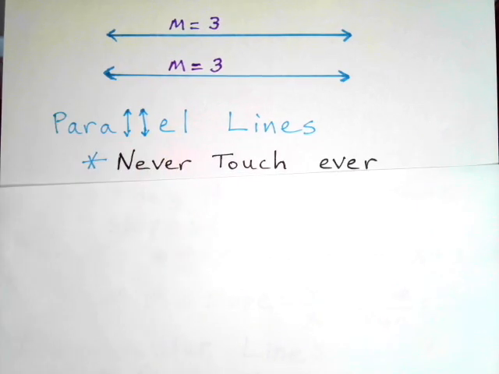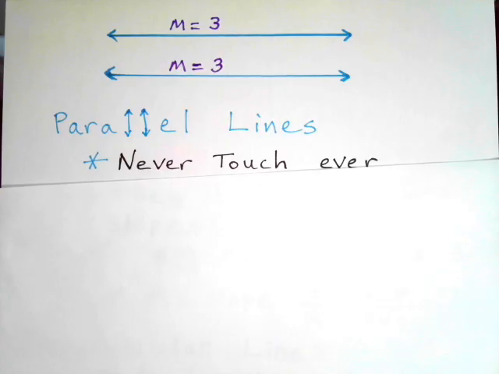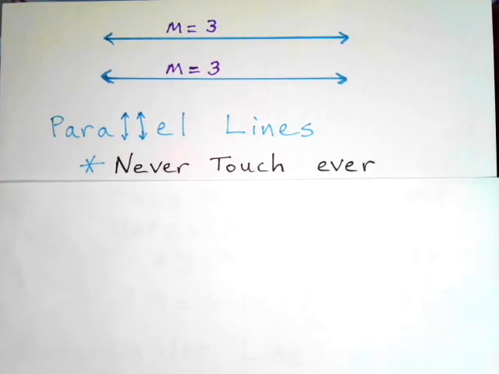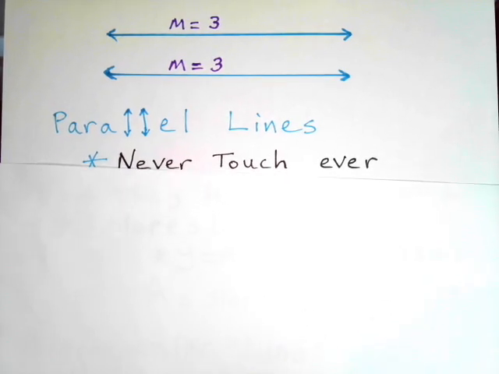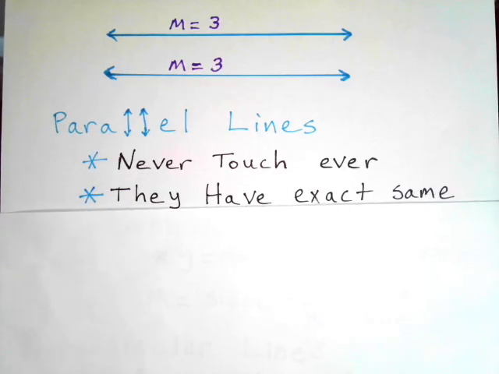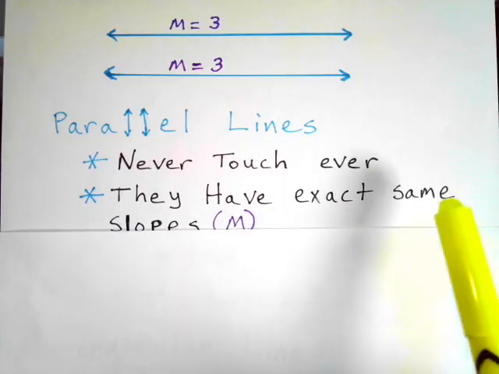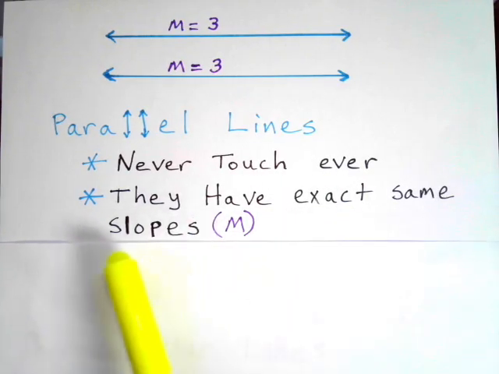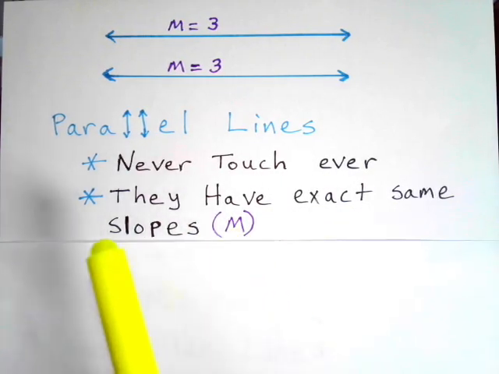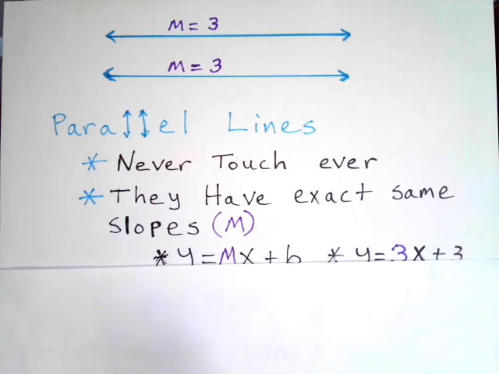Okay. Parallel lines never touch. They go on forever and never touch. They have the exact same m. Slopes. M represents the slopes. I'll explain that in just a moment as well.